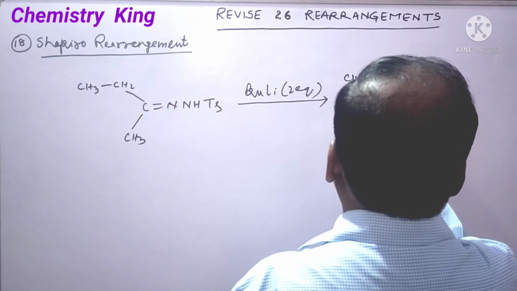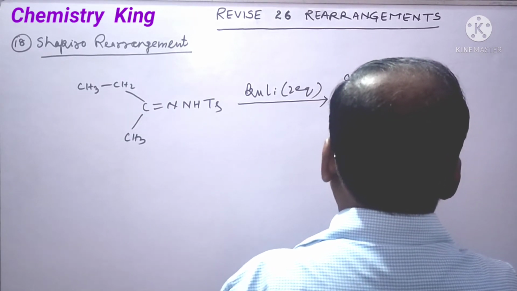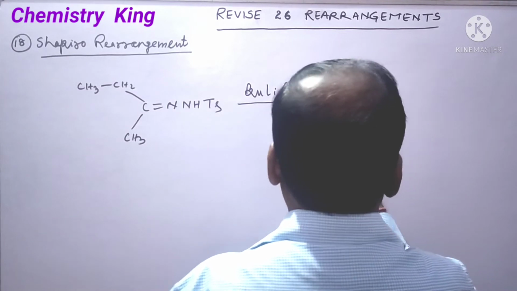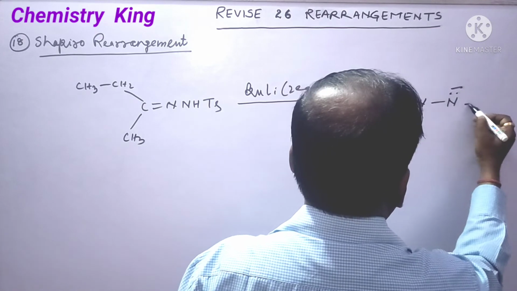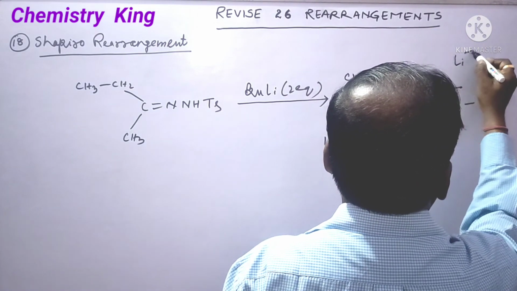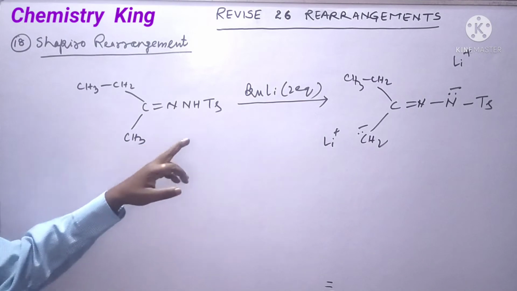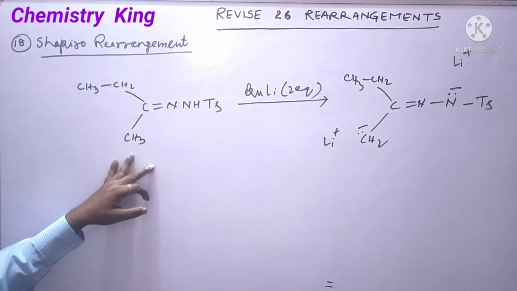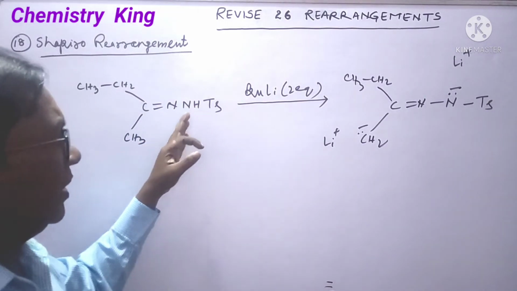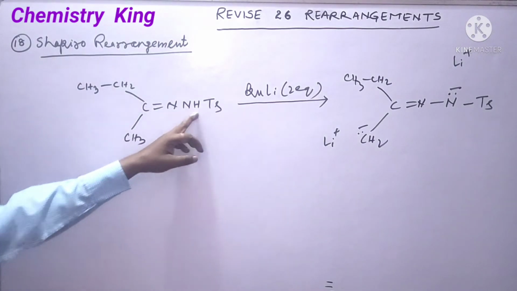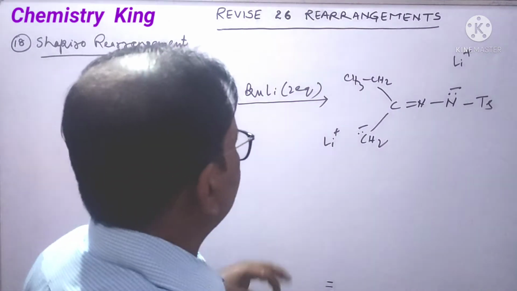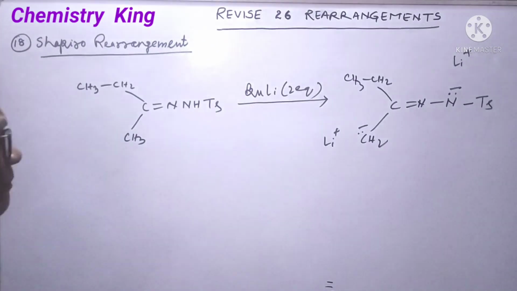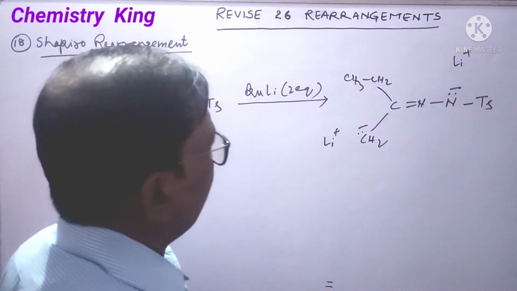CH3, CH2, CH2 minus, Li plus, and here N minus, Ts, Li plus. Both hydrogen atoms, this hydrogen is acidic and this hydrogen is acidic, and one by one, in two steps, first this hydrogen and second this hydrogen, are abstracted by butyl anion, butyl carbanion.